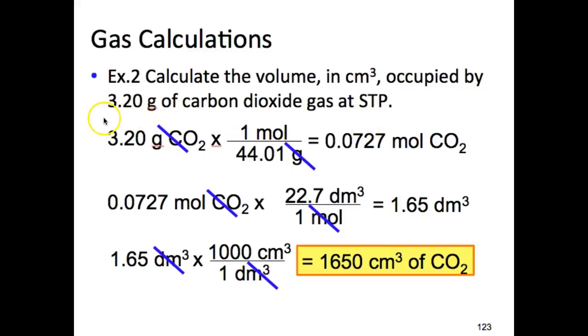What is our given? 3.20 grams of carbon dioxide. We take our grams and go to moles, so we multiply by 1 over 44, because 44.01 is the gram formula mass of carbon dioxide. Once we have our moles, we convert our moles into a volume and we get 1.65 decimeters cubed. The question doesn't want decimeters cubed, it wants centimeters cubed. So you can take your decimeters cubed and multiply by a conversion factor. This is in your data booklet, and you get the value in centimeters cubed.